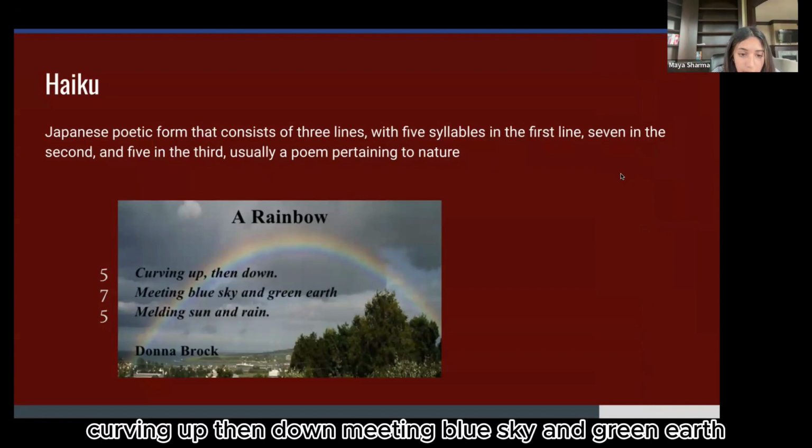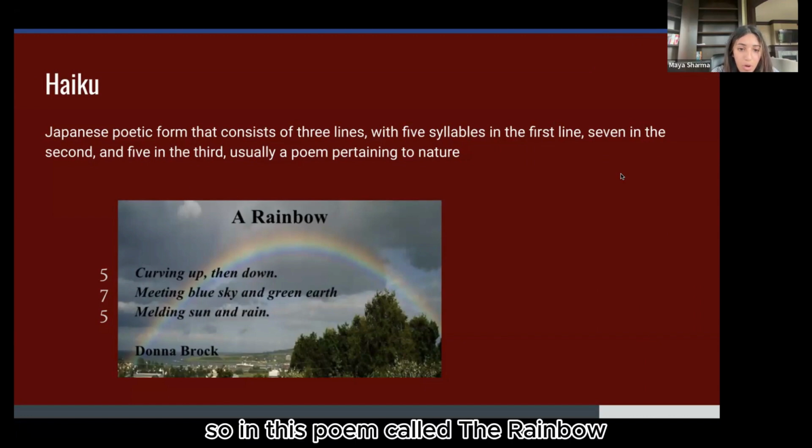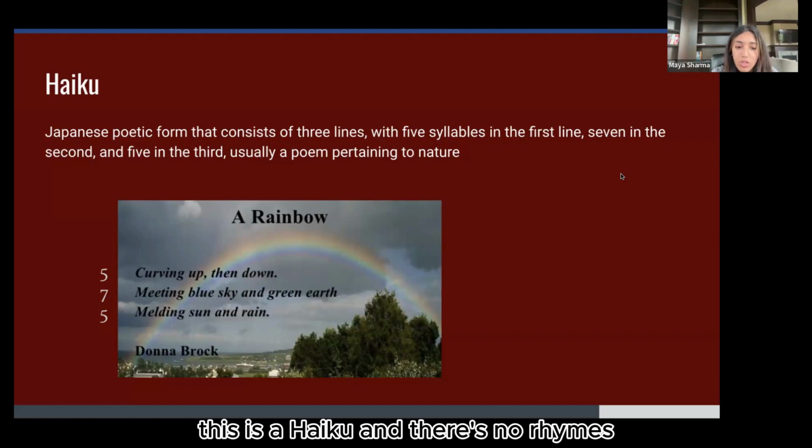Curving up then down, meeting blue sky and green earth, meddling sun and rain.